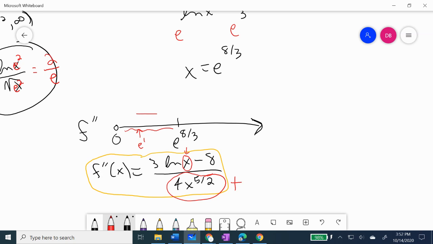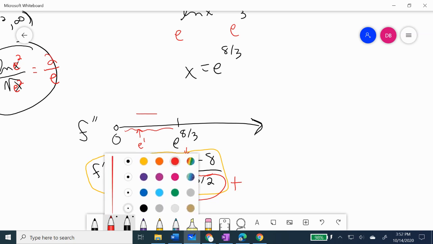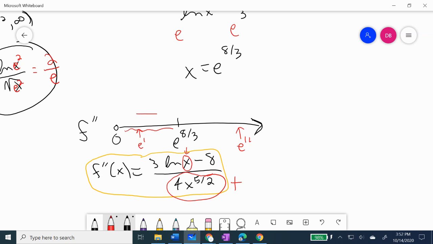Now I need to pick any number larger than e to the 8/3, or think about what happens to this numerator if I plug an extraordinarily large x in. If I plug in an extraordinarily large x, natural log can be bigger than 8, bigger than 8/3. So I can do that, or I can try plugging in something like, say, e to the power of 10. If I decide I'm going to throw in e to the power of 10, then the natural log of that is 10. So 30 minus 8, I'm positive.